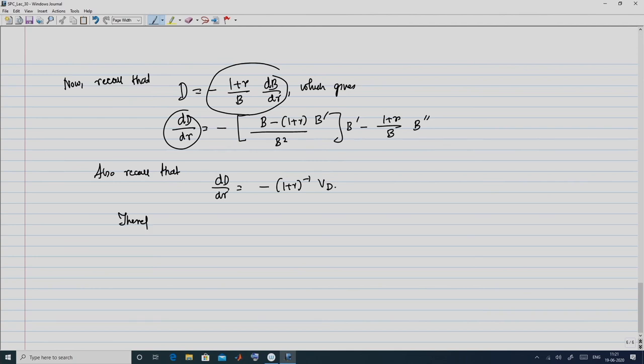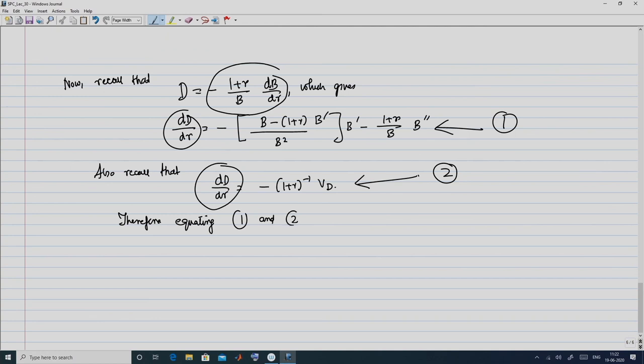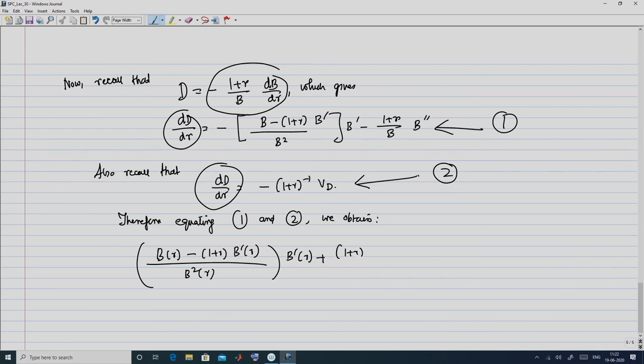So, therefore, what do we have? We can equate both these expressions for dD over dr. Let me call these 1 and 2. So, equating 1 and 2, we obtain the following. So, we get B of r minus (1 plus r) B prime of r over B square of r into B prime of r, plus. So, this will become plus. There is a negative sign here and a negative sign here, all of which will cancel out. So, I will have (1 plus r) over B of r into B double prime of r is equal to (1 plus r) inverse into V D.